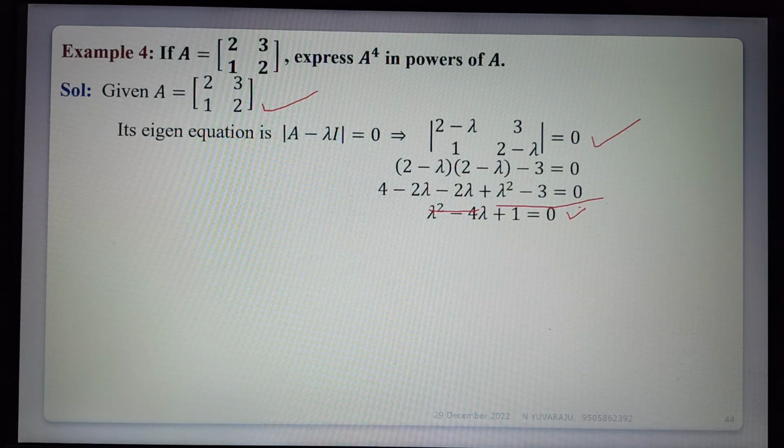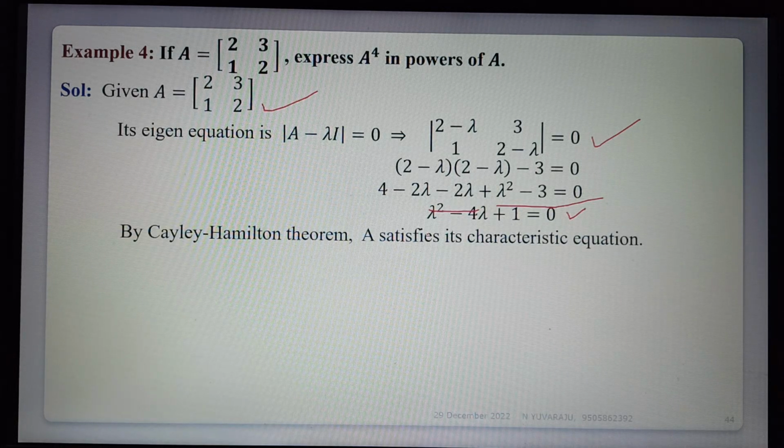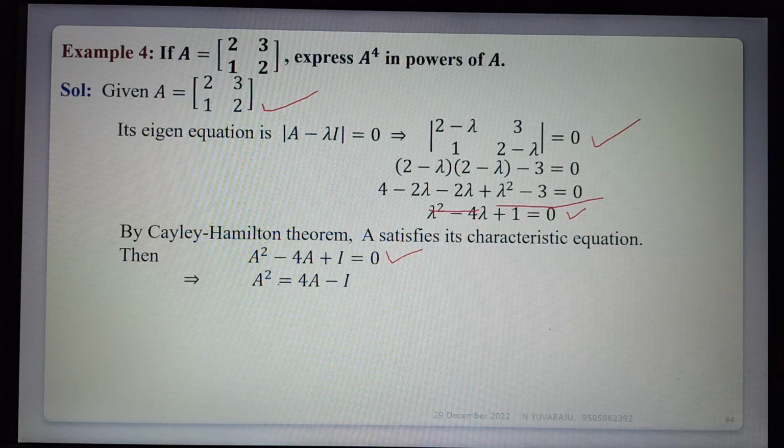So by using Cayley-Hamilton theorem కదా, this matrix A satisfies its characteristic equation, that is equal to మనకి A square minus 4A plus I is equal to 0. This is the Cayley-Hamilton theorem: A square minus 4A plus I is equal to 0. Now we have to find A power 4 కదా. So A square is equal to, right outside, 4A minus I.